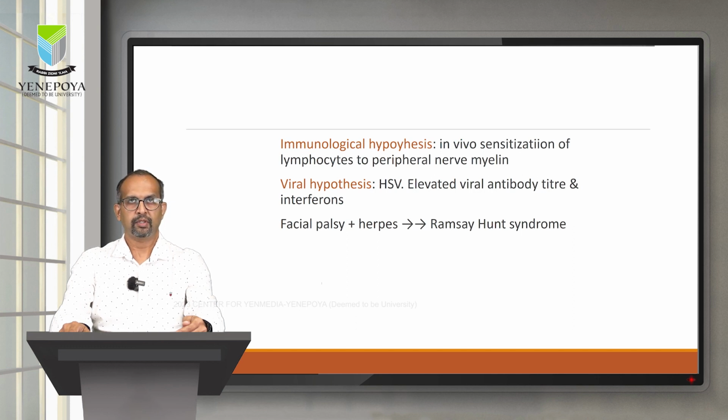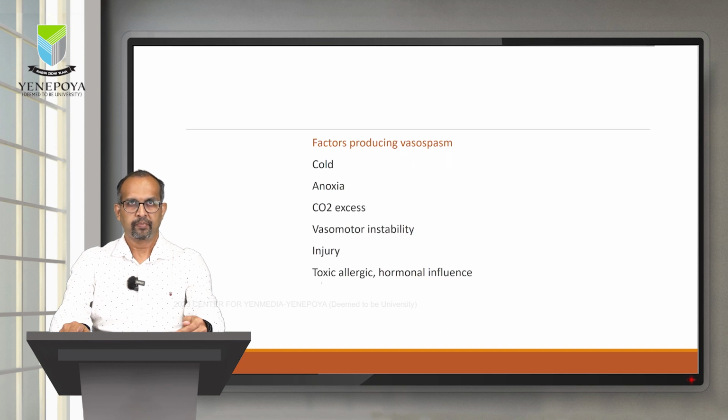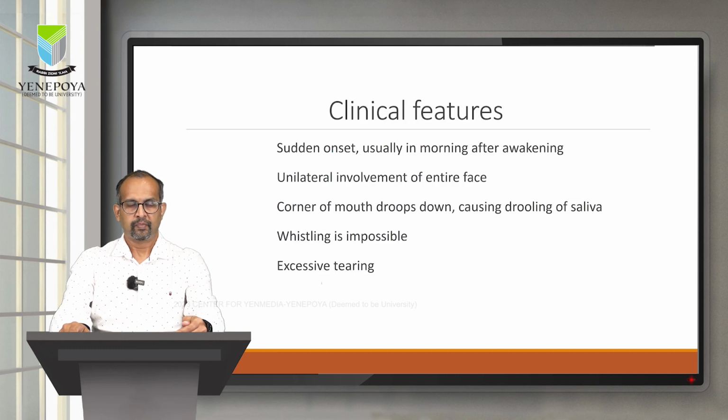So these are all the different hypotheses which are put forward. Factors producing vasospasm like cold, anoxia, carbon dioxide excess, vasomotor instability, injury, toxic, allergic, and hormonal influence, these are all the different factors suspected to cause Bell's palsy. Now let's see what the different clinical features of Bell's palsy are.